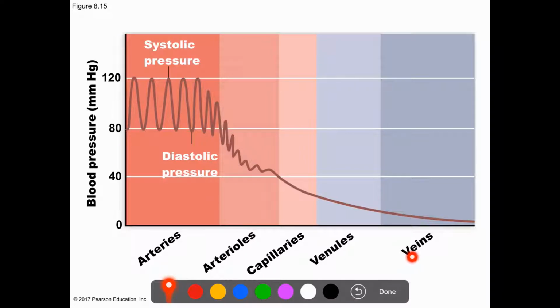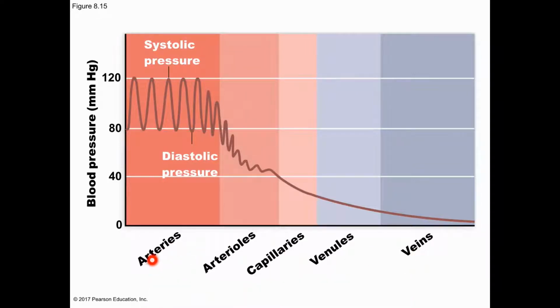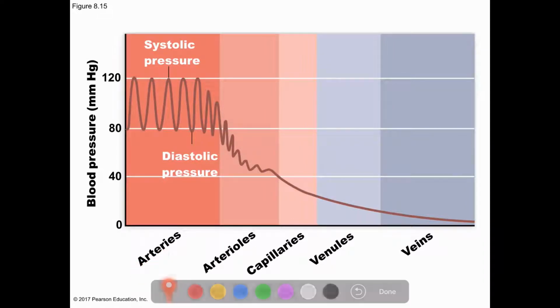Remember, we said that the blood circulating in the veins is milking, it's passive. There is no blood pressure there. So the highest blood pressure is within the arteries, and the highest one among the arteries is within the aorta.